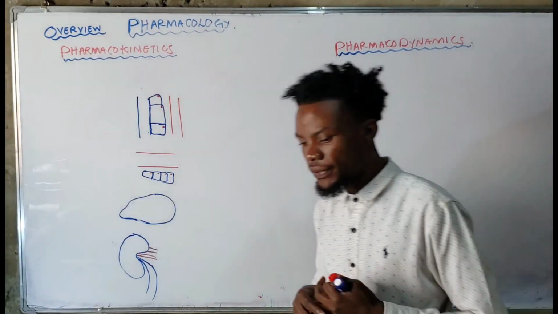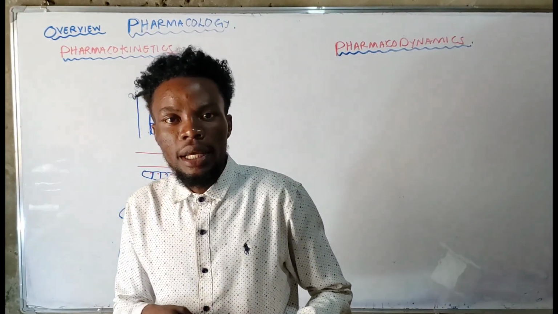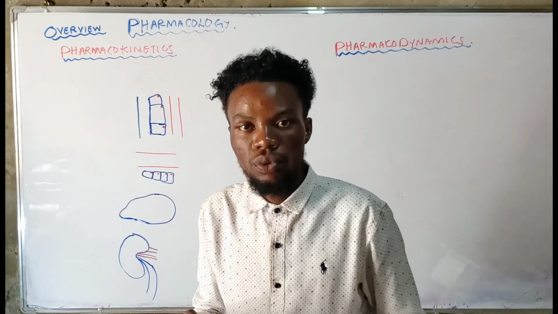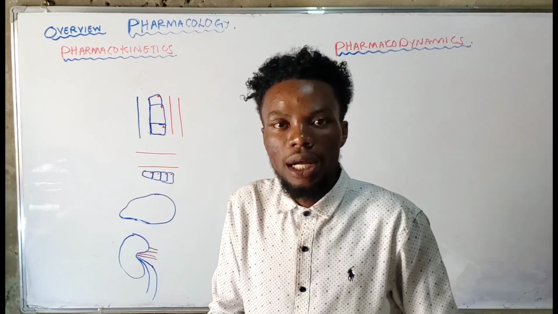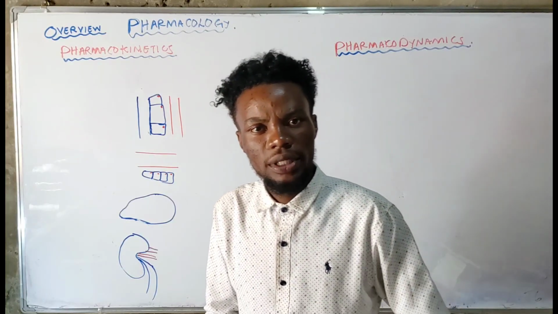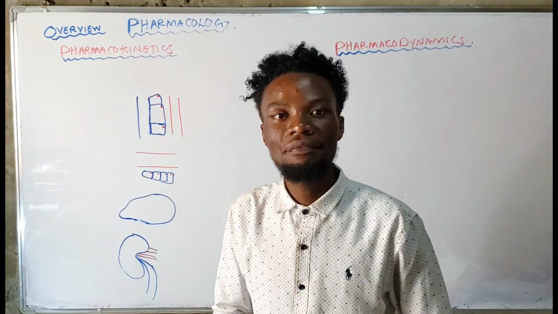What is pharmacokinetics? Pharmacokinetics basically talks about the processes of disposition of drugs, and it includes absorption, distribution of drugs, metabolism of drugs, and excretion of drugs. So that is all about pharmacokinetics.